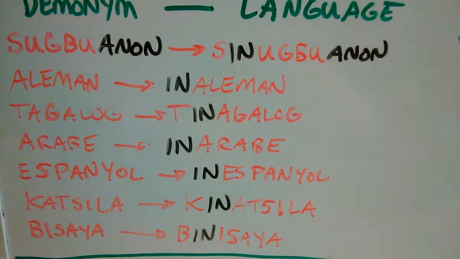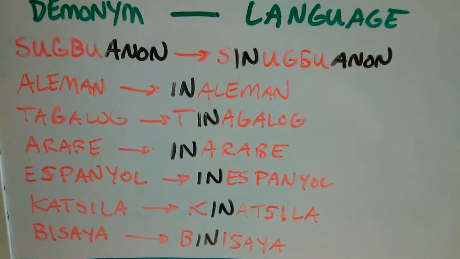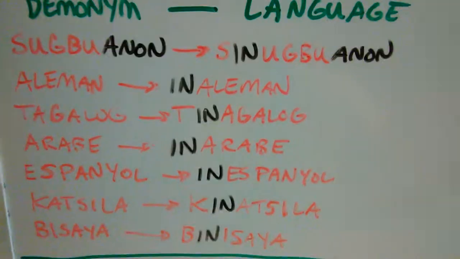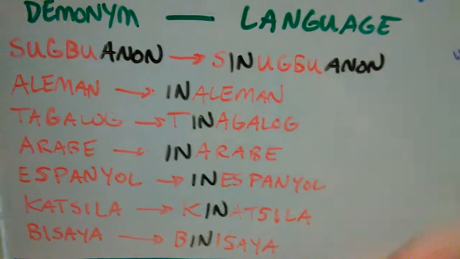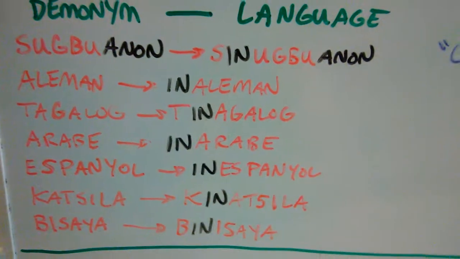Arabe, again, same thing with Aleman. Arabe is an Arab person. Arabe, someone who is an Arab or an Arab person. And what do Arabs speak? They speak Arabic. So, Inarabe.